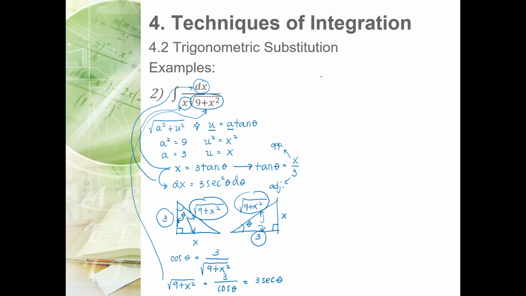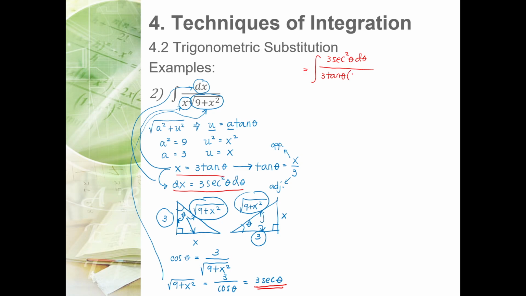Okay, so next is we substitute the different values. So the square root of, so first is dx. So that will be 3 secant squared theta d theta. So secant, secant, depends on your pronunciation. So next is your x parameter. So that will be 3 tangent theta. And then lastly, your square root of 9 plus x squared, which is this one.